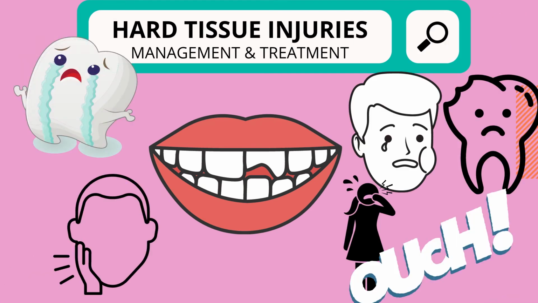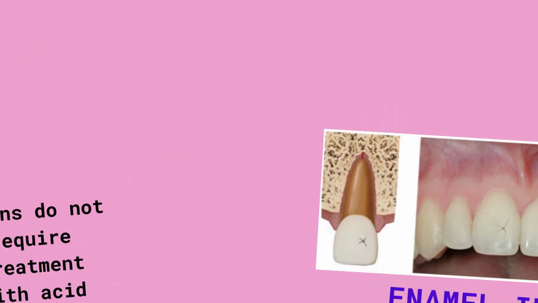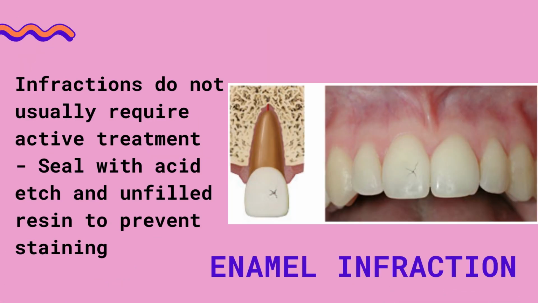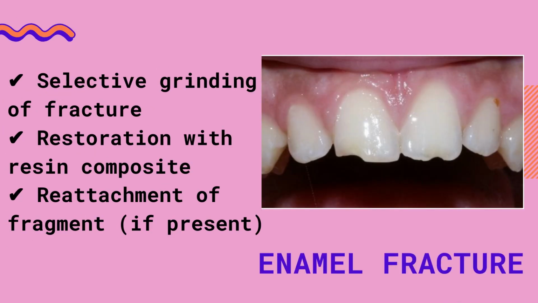Management and treatment of hard tissue injuries. Enamel infraction. Infractions do not usually require active treatment. If multiple fracture lines are present, they can be sealed with acid etch and unfilled resin to prevent staining. Enamel fracture. There are 3 treatment options for enamel fracture: selective grinding of the fracture, restoration with resin composite, or reattachment of fragments if present.